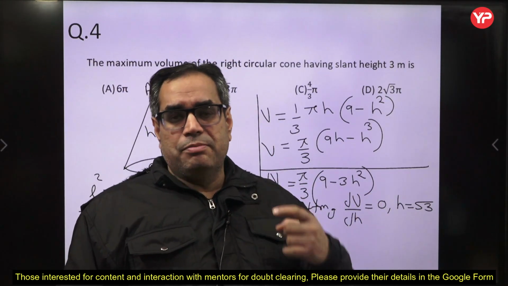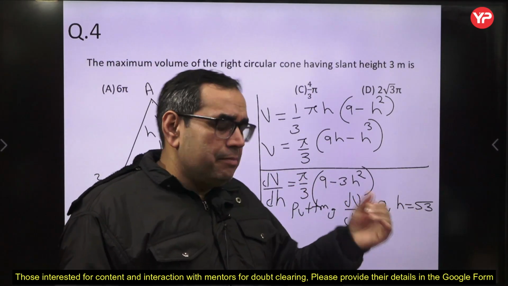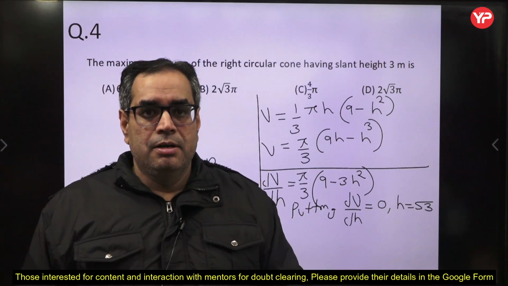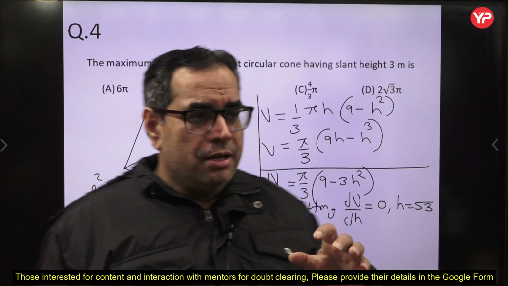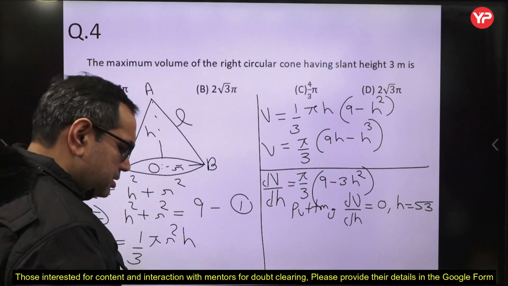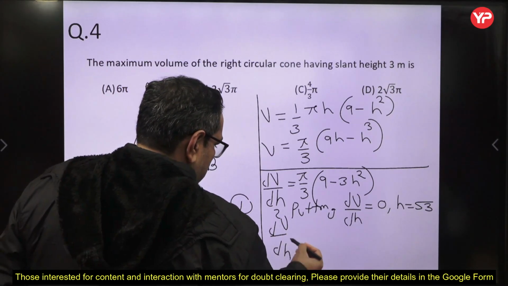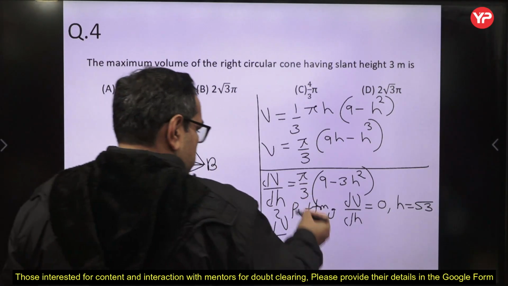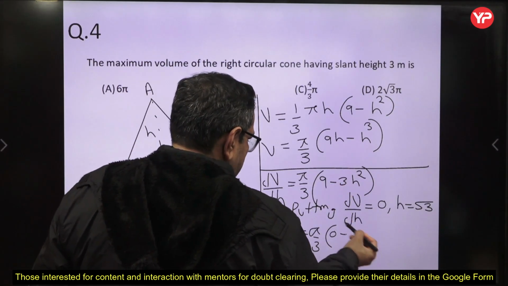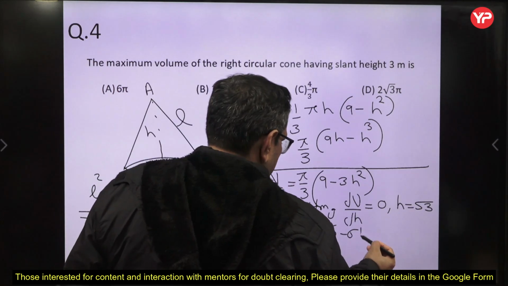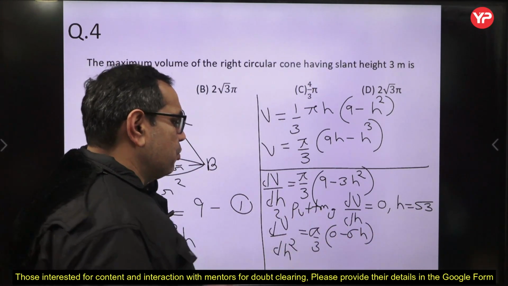So how can we confirm that? Whether we are getting maximum volume at this height or minimum volume at this height, how can we confirm it? We can confirm it using the second order derivative test. So we will again differentiate this. So d²V/dh² equals π/3 outside. The derivative of 9 is 0, minus 6h. Now if we put h equal to root 3, this resultant is a negative quantity actually.